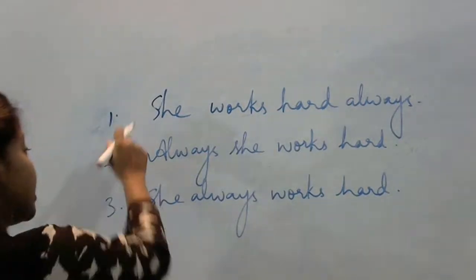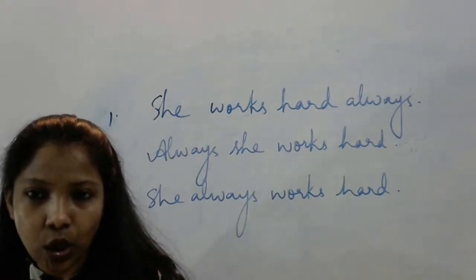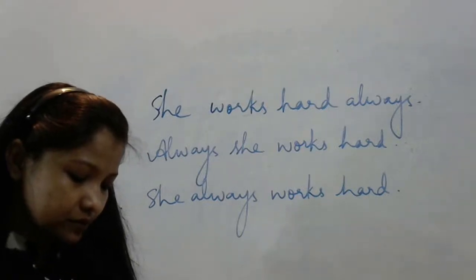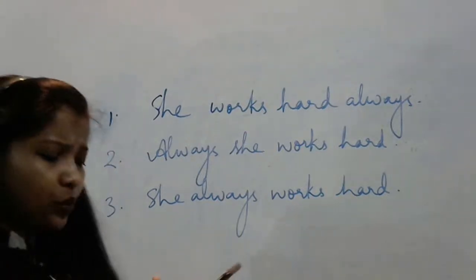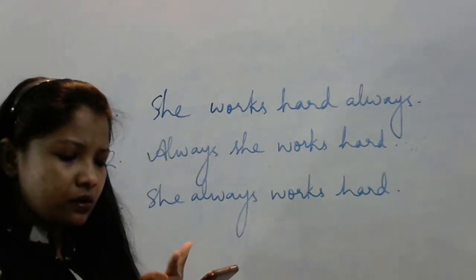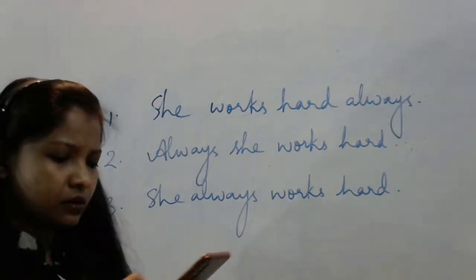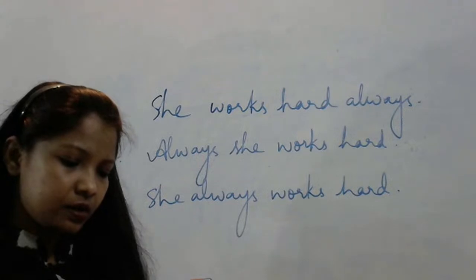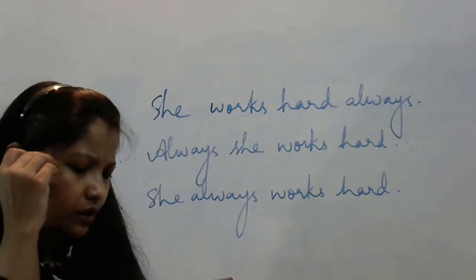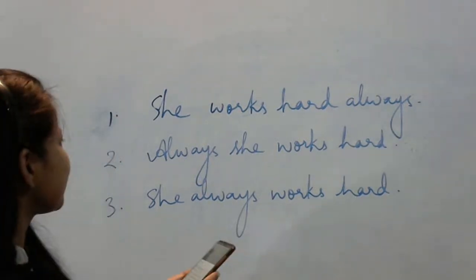Which sentence is correct? 1, 2, 3. Same thing. Yes, ma'am, I got it. Okay. Yash, 1. 1 is correct. She works are always. This is, I think, Nitish. 3 is correct. All correct. 3, ma'am. 1 and 3. 3. Rajesh, 2. 2 and 3.